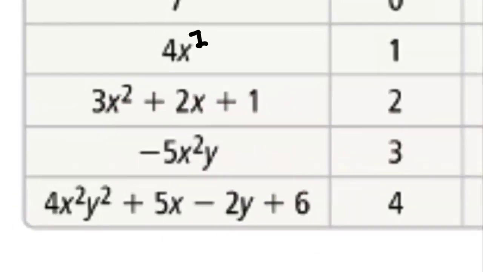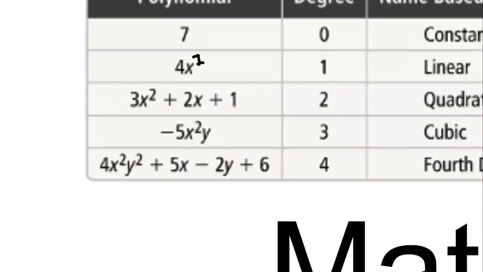Now, the reason why this one is 3 is because you actually have to add the variable y1 and the x2. That's how you get 3. So that's what's called cubic.